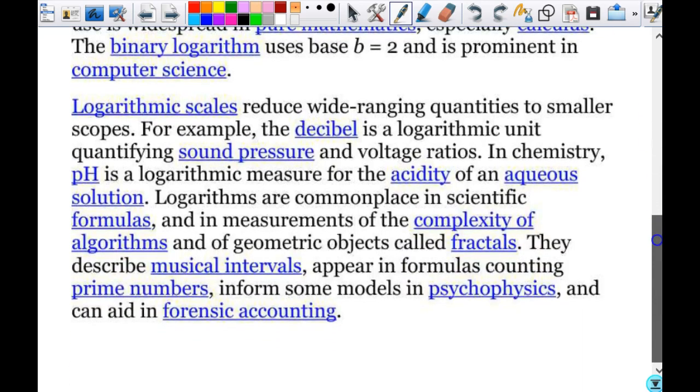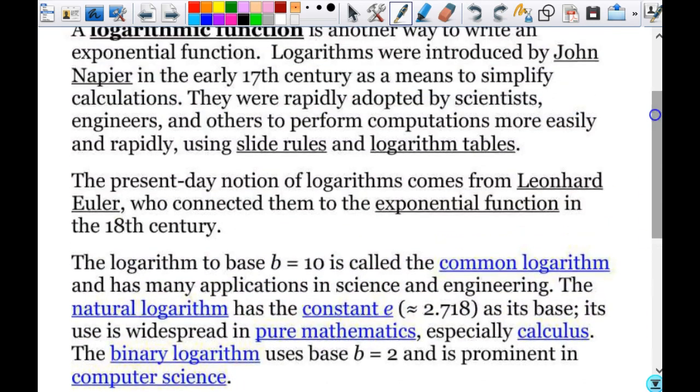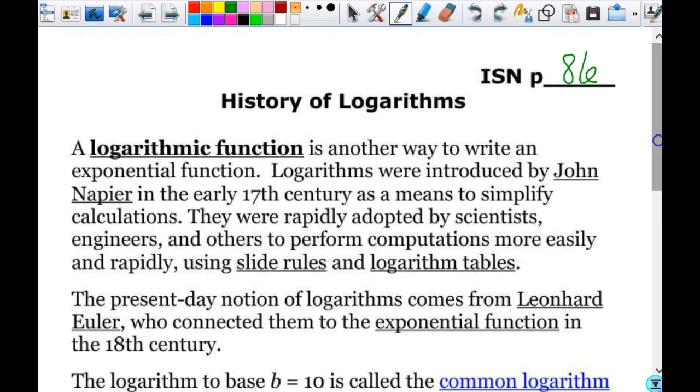Anyway, you can read the rest of it. I'm not going to read all the rest of it to you, but some of you will find it interesting, and some of you would rather I didn't even bring it up. It's all good. Okay, so let's look at rewriting and simplifying logarithms.